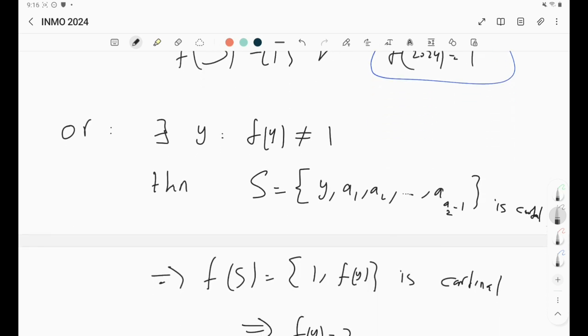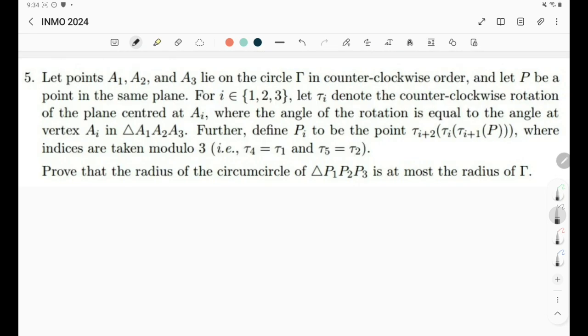Okay, so now let's move on to question 5. Problem 5 is a geometry question. We're given 3 points a1, a2, a3 on a circle gamma. They are given in counterclockwise order. Then we're given a random point P in the plane, and they are defining some geometric transformation here.